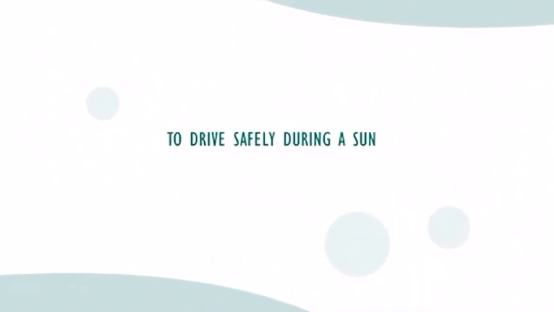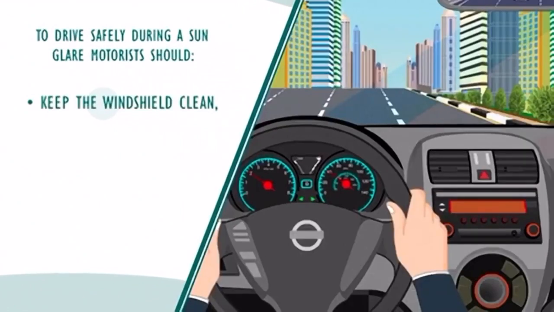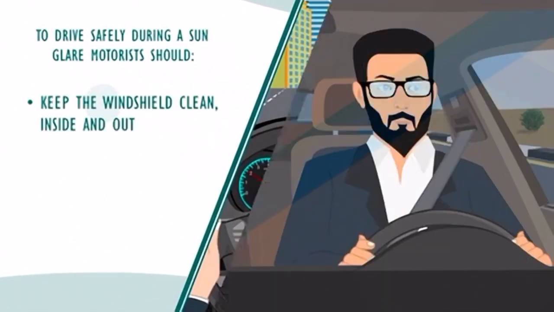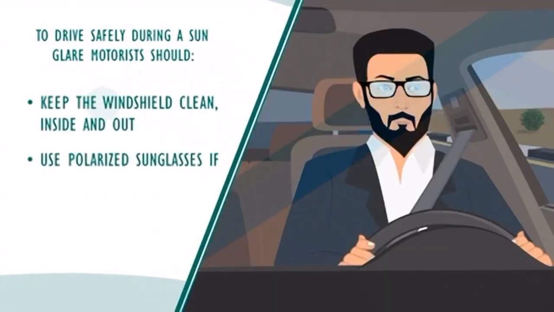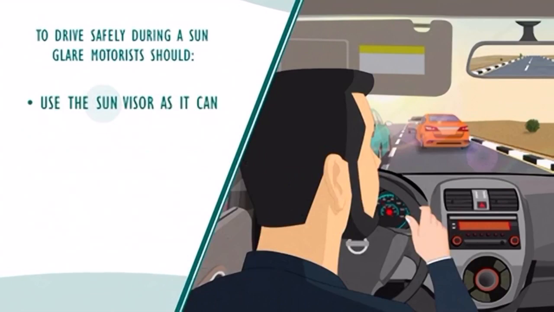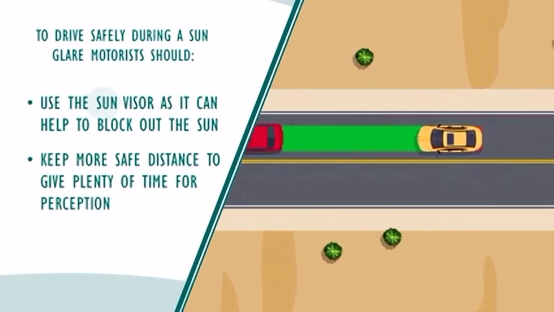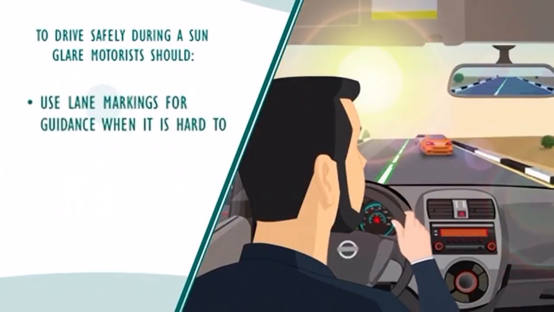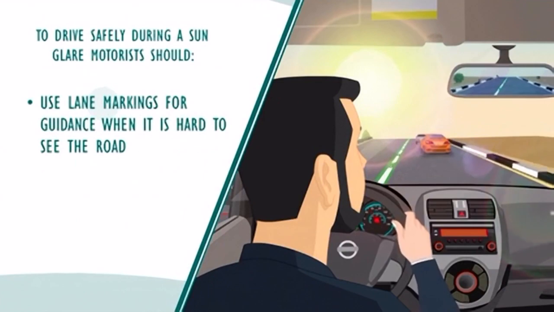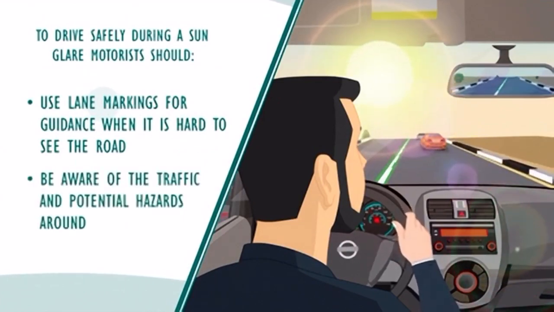To drive safely during a sun glare, motorists should keep the windshield clean, inside and out. Use polarized sunglasses if possible, because these specific glasses can help to reduce the sun glare. Use the sun visor, as it can help to block out the sun. Keep more safe distance to give plenty of time for perception. Use lane markings for guidance when it is hard to see the road. Be aware of the traffic and potential hazards around.